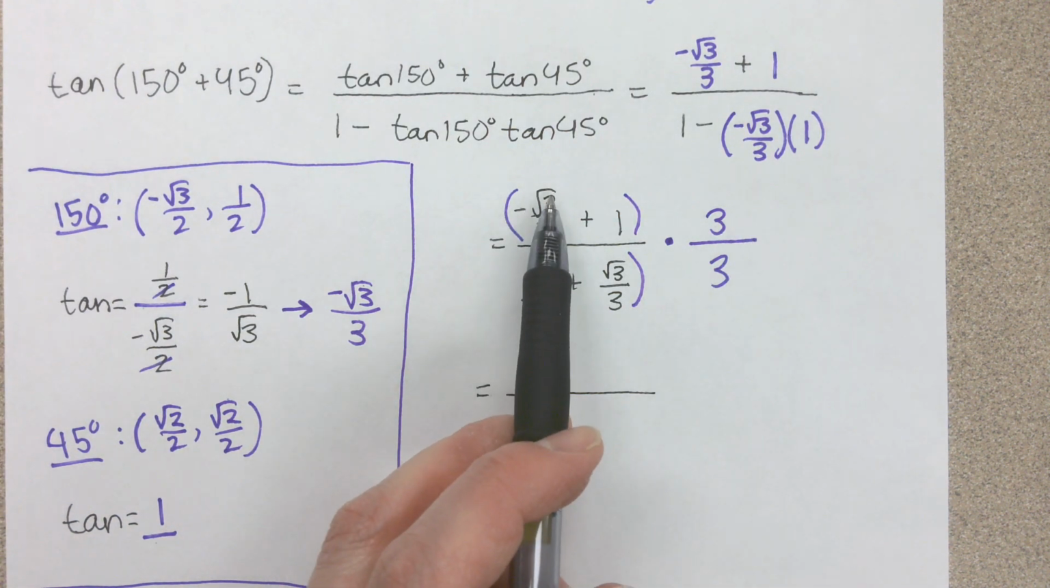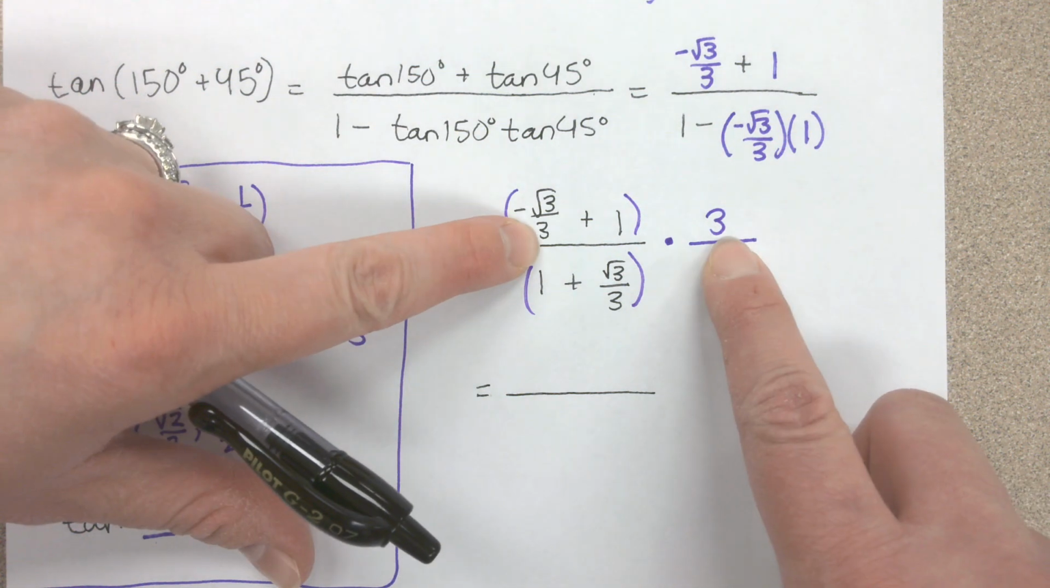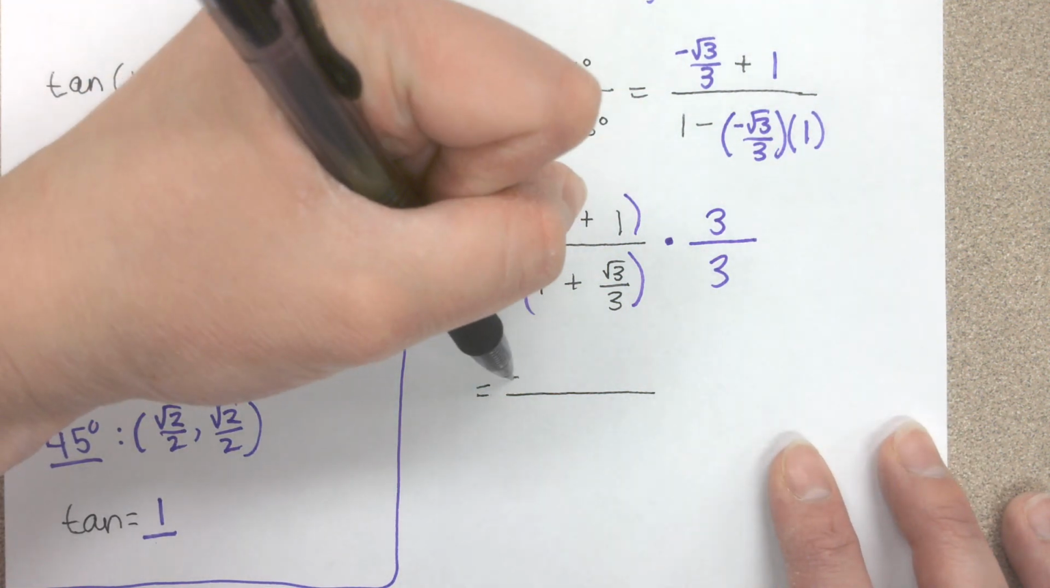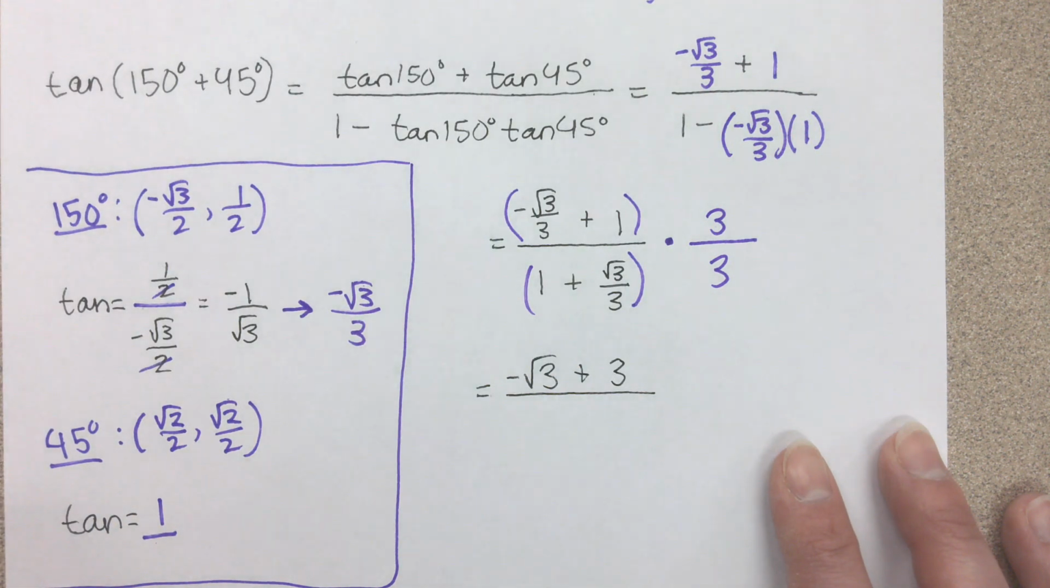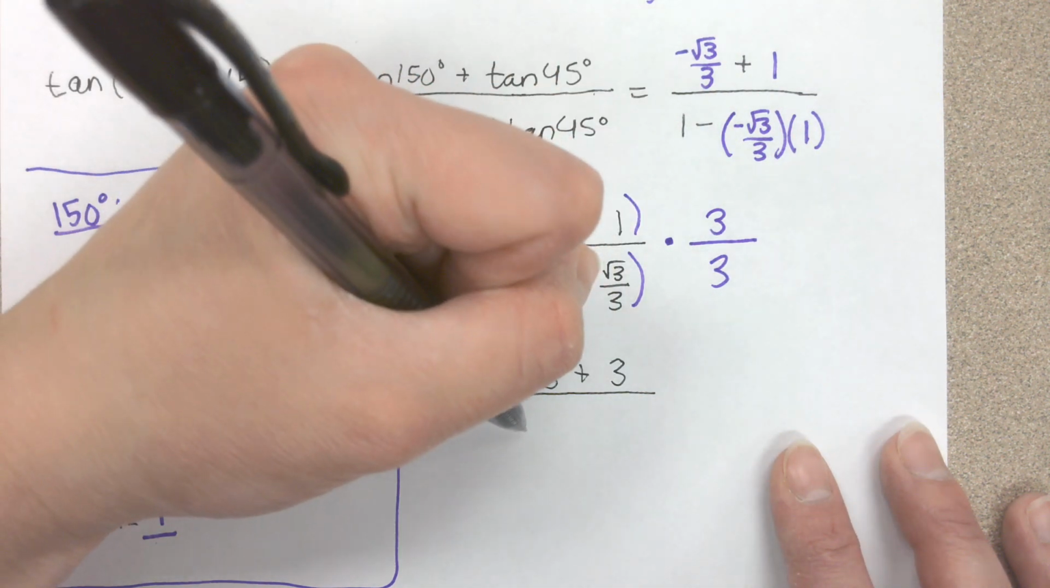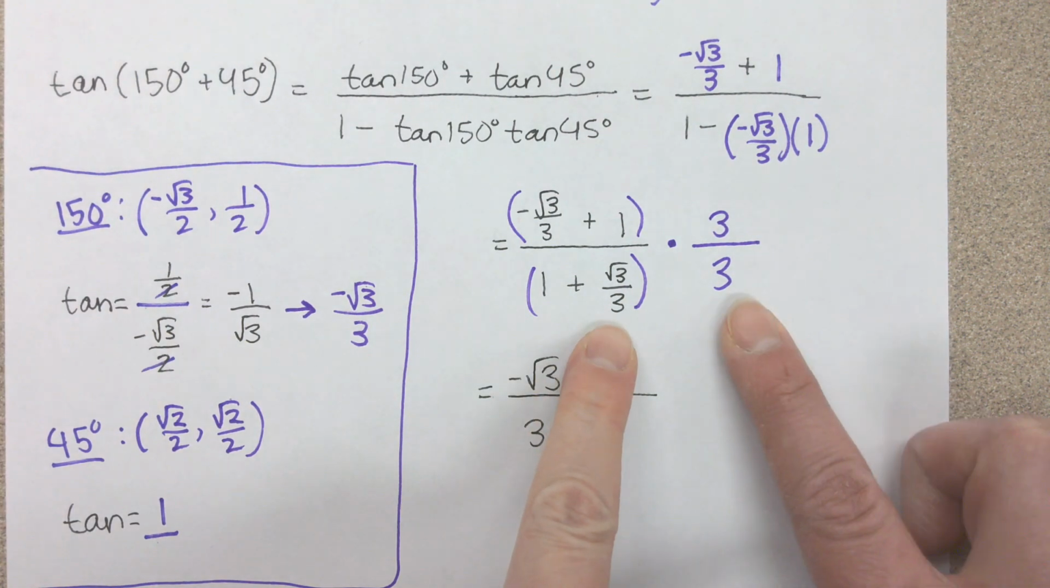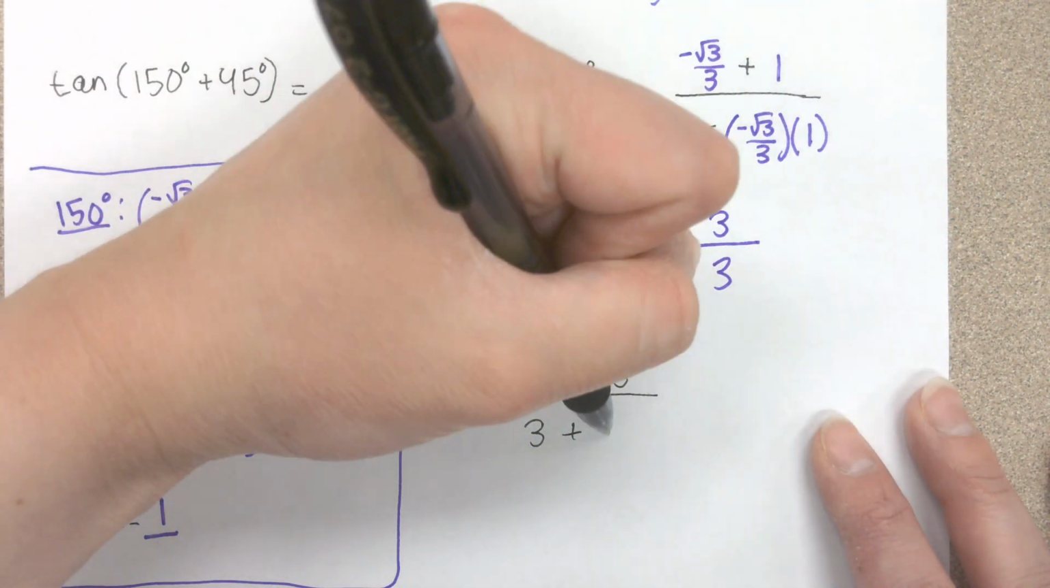Three times negative rad 3 over 3. These are just going to cancel, so it's negative rad 3. Plus 1 times 3 is 3. On the bottom, we have 3 plus, again, these will cancel each other out, square root of 3.